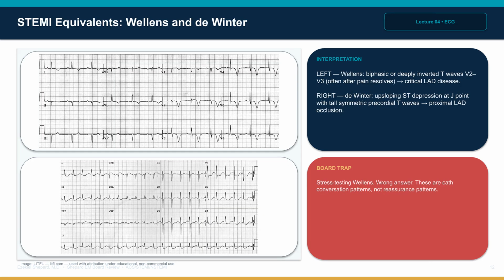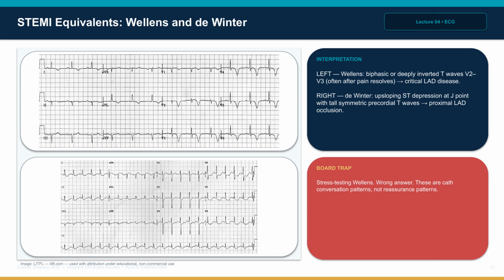Wellens and de Winter patterns are high yield because they test whether you can recognize occlusion risk without classic ST elevation. Wellens is biphasic or deeply inverted T waves in V2 and V3, often after pain has resolved with a near-normal troponin. It signals critical proximal LAD stenosis, and the classic distractor is stress testing the pain-free patient. Do not stress test Wellens. The next step is cath.